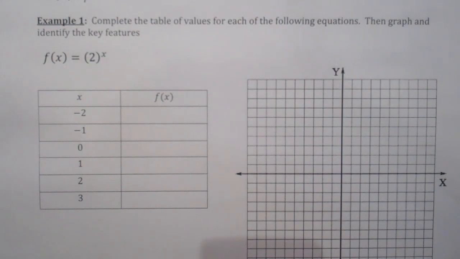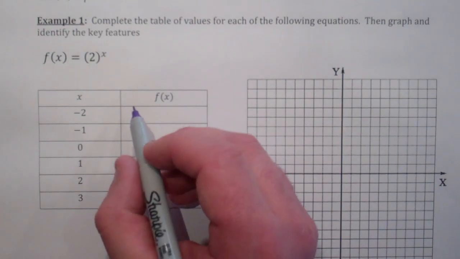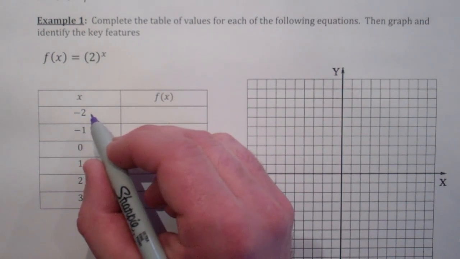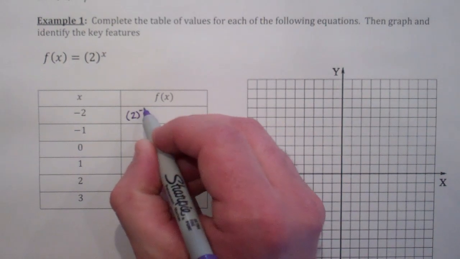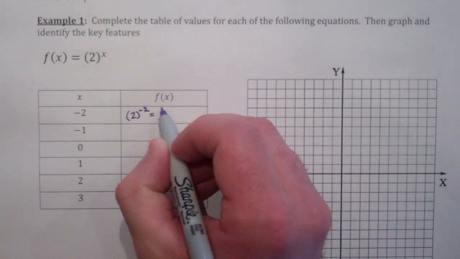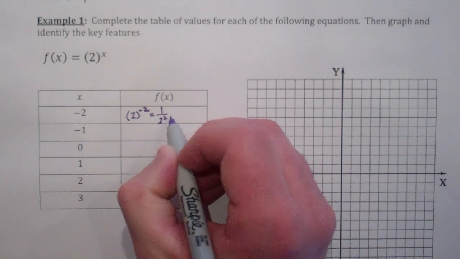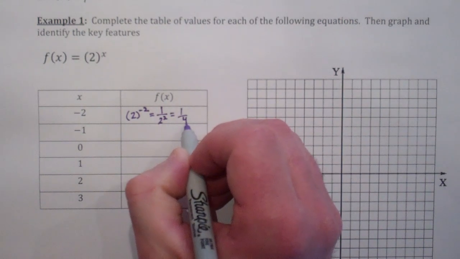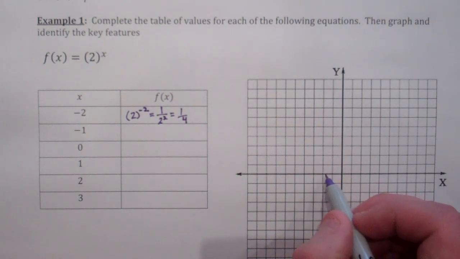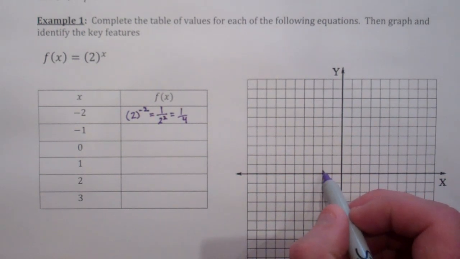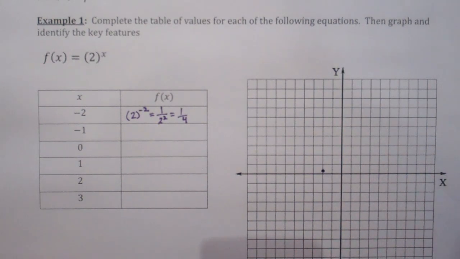In this example, we're going to graph the function f of x is equal to 2 to the x power using a table. Let's first figure out what f of negative 2 is. f of negative 2 is going to be 2 raised to the negative 2 power, which is 1 over 2 squared, which is also the same as a quarter. You can plot these points now or later. It's up to you, but I'll go ahead and plot negative 2, a quarter on our graph on the right hand side.